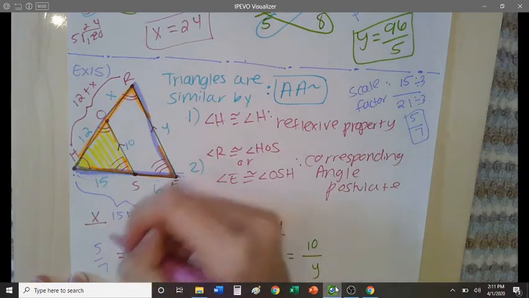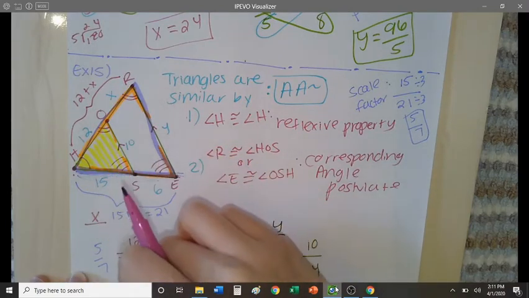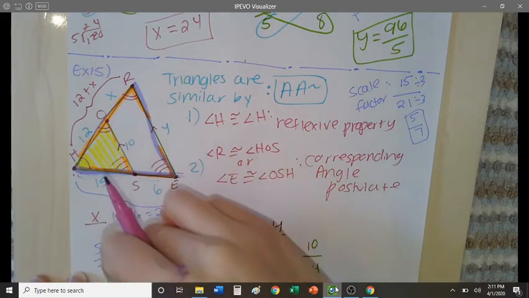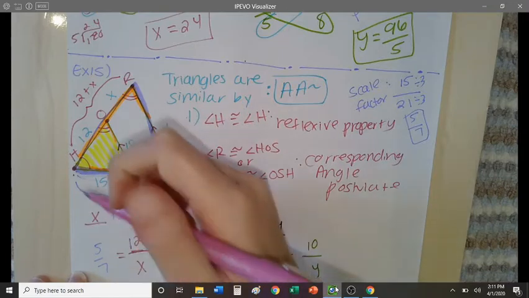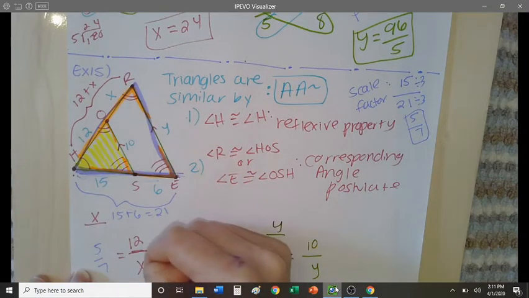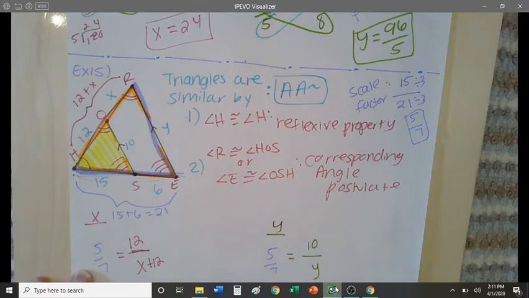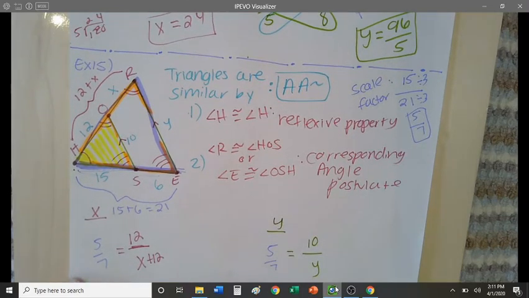Okay, so we're comparing one side of the triangle to the other side. The small triangle to the big triangle. Okay, so I should have said 12 plus X or X plus 12. Same thing. Okay, so now that we're on the same page, let's start solving.